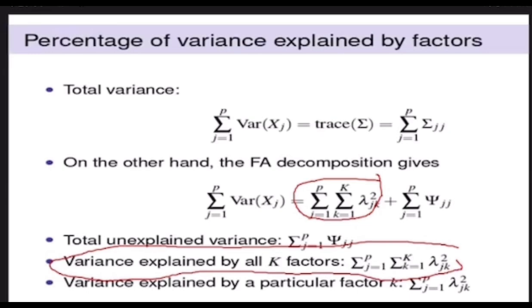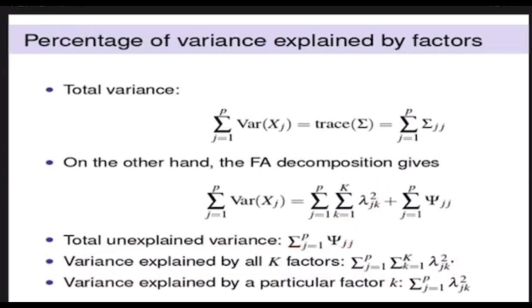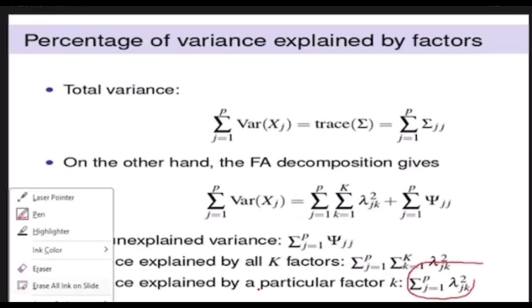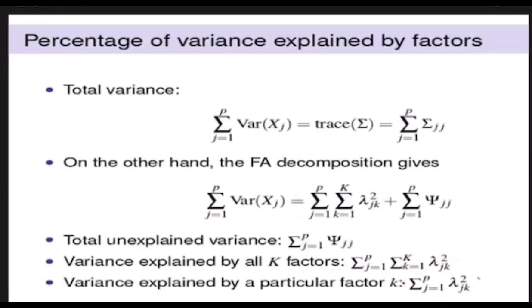Now, if I want to know the variance explained by a particular factor, it is just this, by a particular factor. And you can see, for a particular factor here, we are only summing over j from 1 to p. For a particular factor, we're looking at the influence of that factor on all the features. Okay?